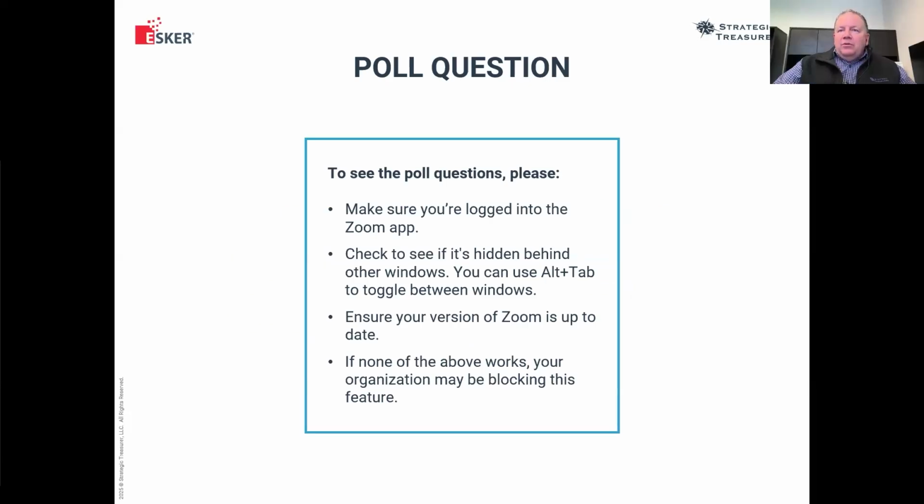All right, that brings us to our first poll question. This is a select all that apply question, and it should appear. There'll be some instructions in the chat box on how to see it if you can't see it.